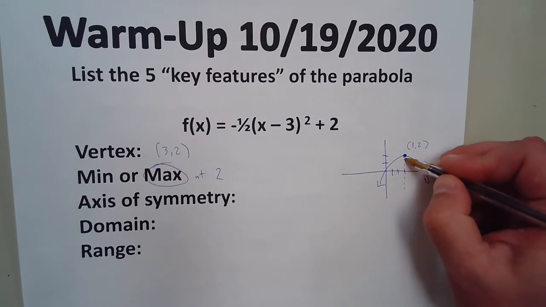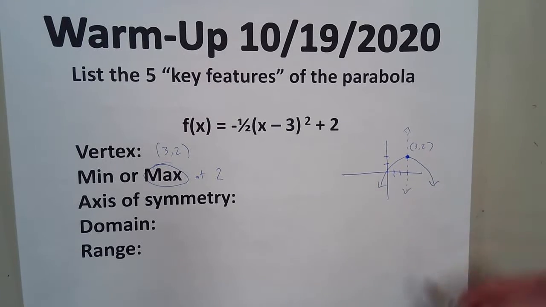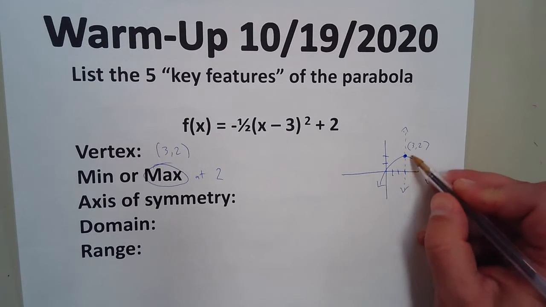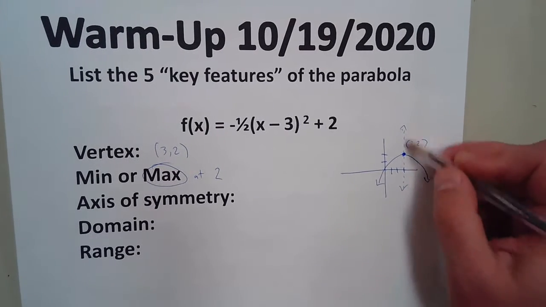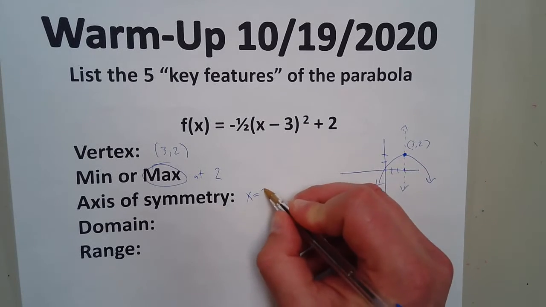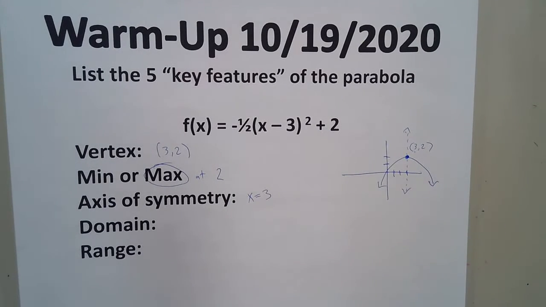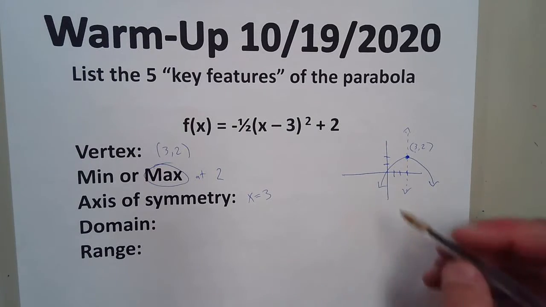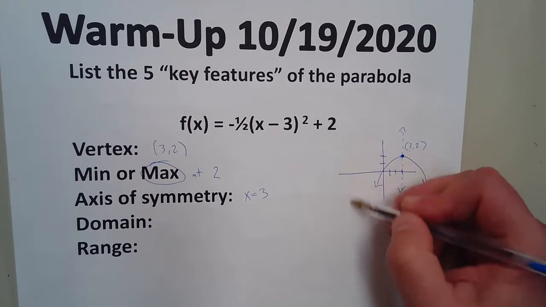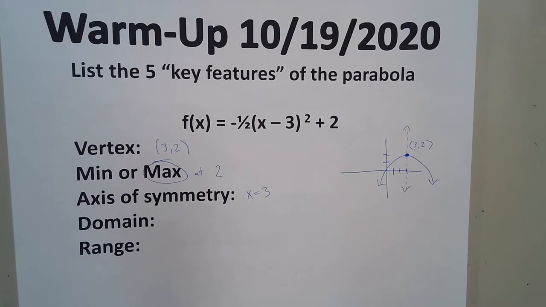Axis of symmetry, that's the line that splits it down the middle, if you remember that from chapter 1. That's always going to be x equals whatever this x value is. It's a vertical line through 3, so x = 3. All x equals lines are vertical lines. So if you said x = -4, it'd be a vertical line through -4. If you ever needed that, that's how you do it.